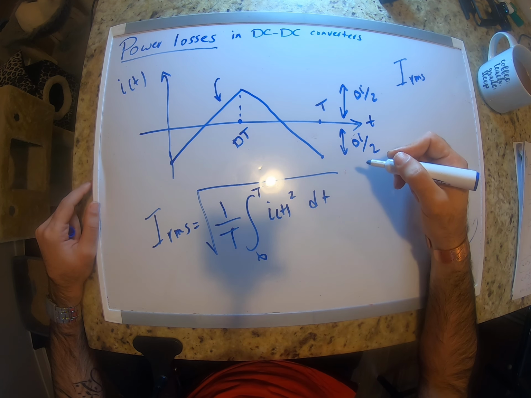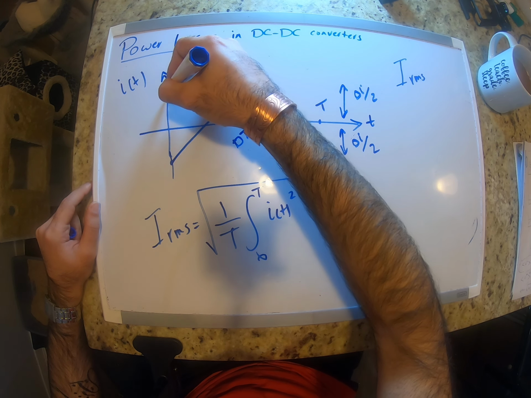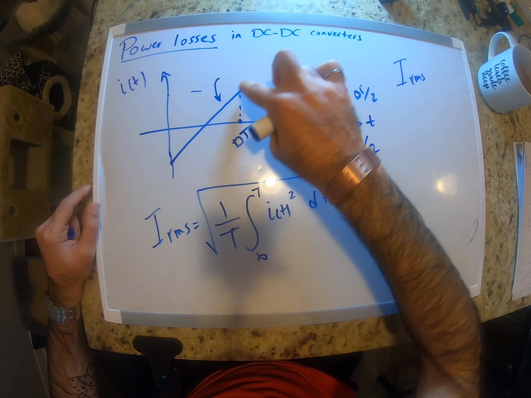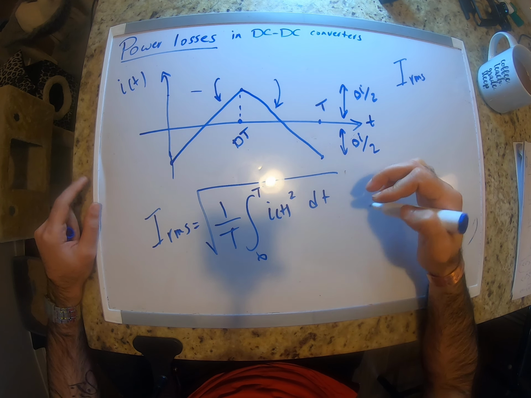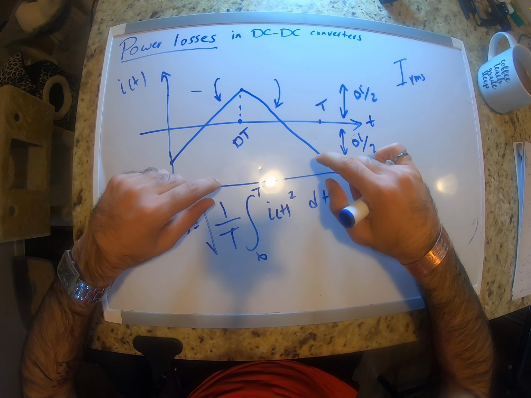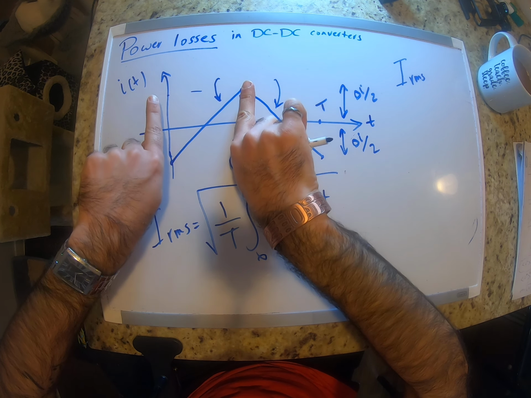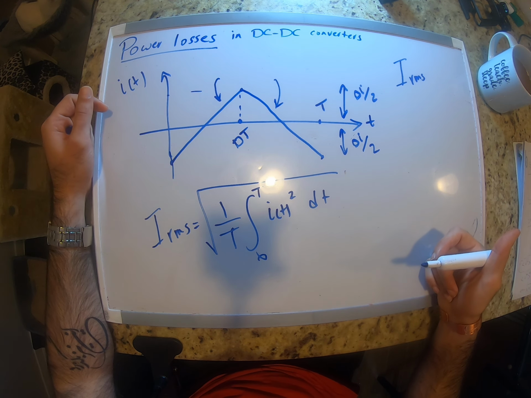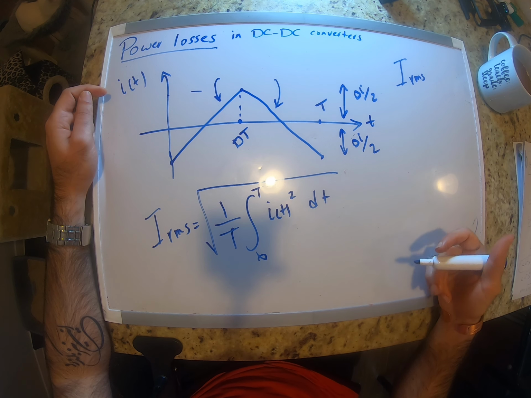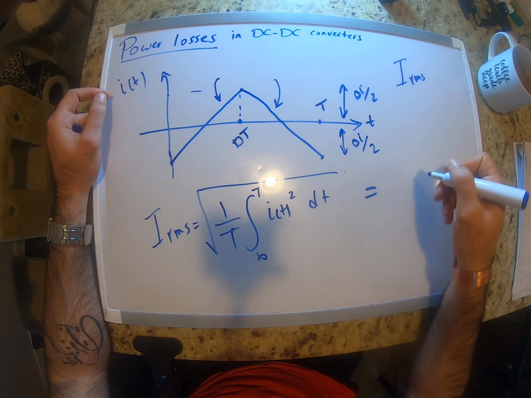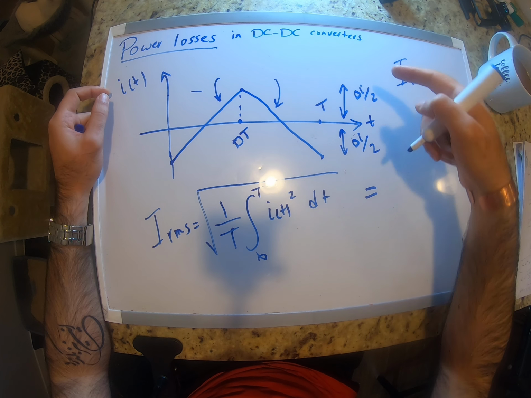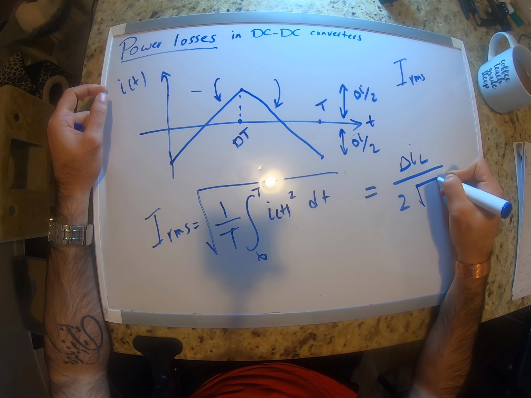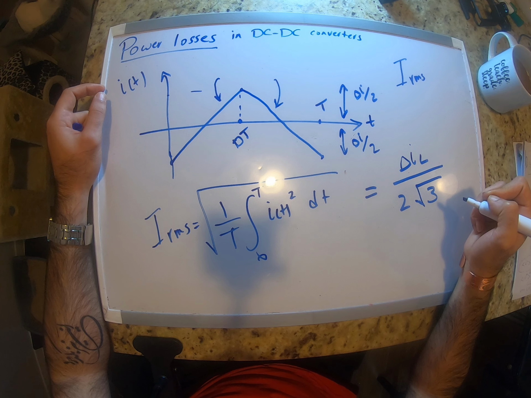That's not difficult to find because we know exactly 2 points of this line. When we know two points of this line, we can find the equation of this line, equation of this line, raise it to power 2, and first of all break the integral for this period and this period, and then raise these functions to power 2 and do the calculation. Okay, once you do the calculation, you find out that the RMS value of this waveform is delta IL over 2 root 3.